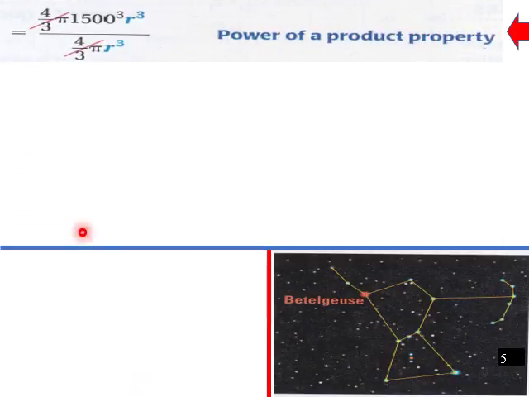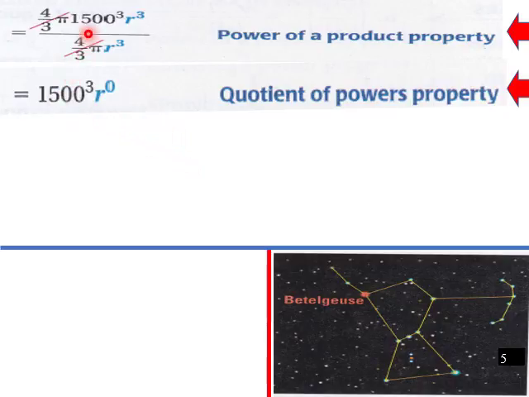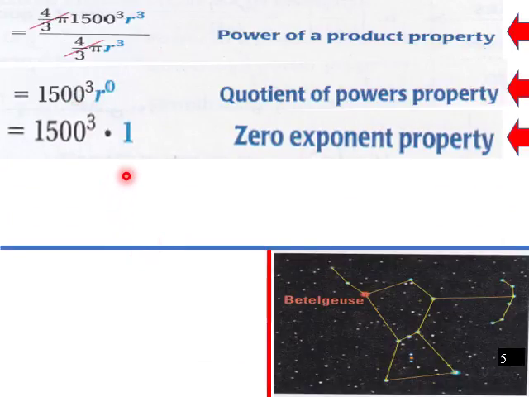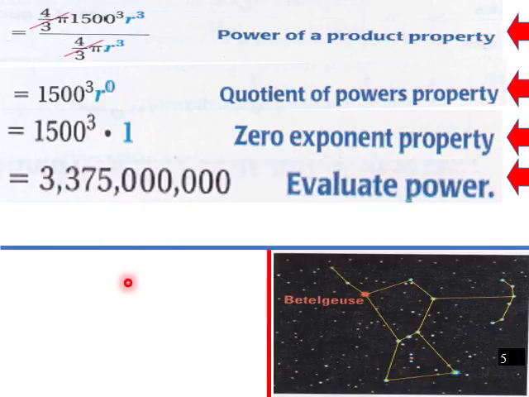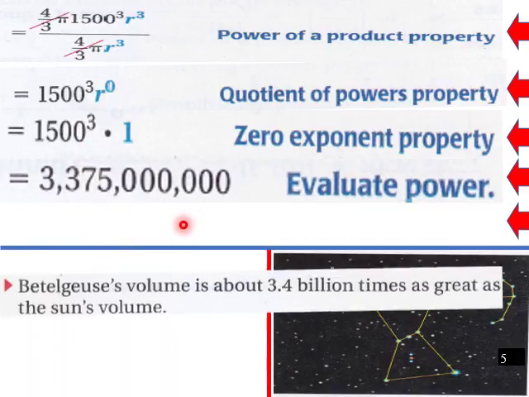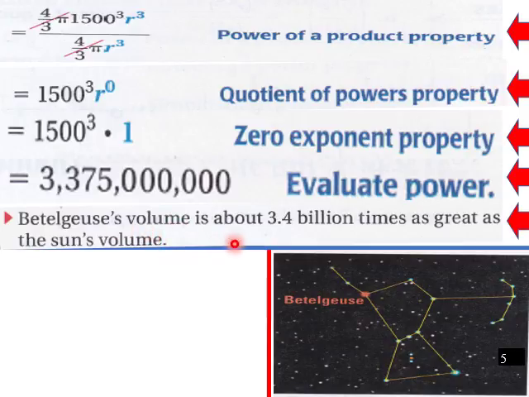radius. So we immediately start canceling here, power of a product. So we cube this through here. And then we end up with 1,500 cubed r to the 0 because we use quotient of powers here. So it'll be r to the 3rd power minus 3. So we have 1,500 cubed times 1. R to the 0 is 1. 1,500 cubed is this number here, and you can use your calculator if you wish. So it's about 3.4 billion times as great as the sun's volume is the volume of Betelgeuse.